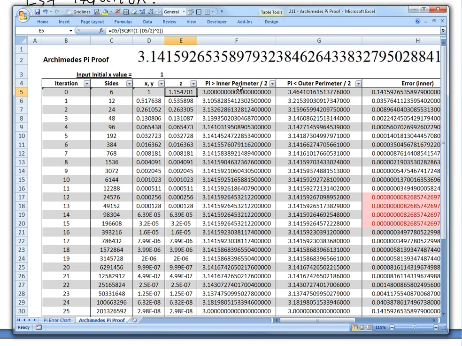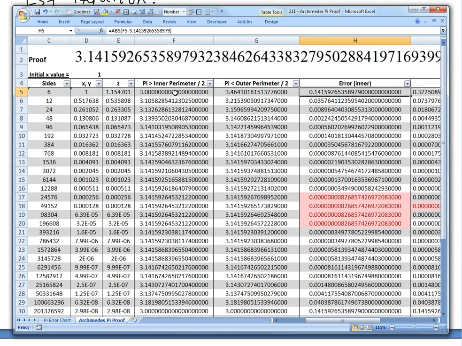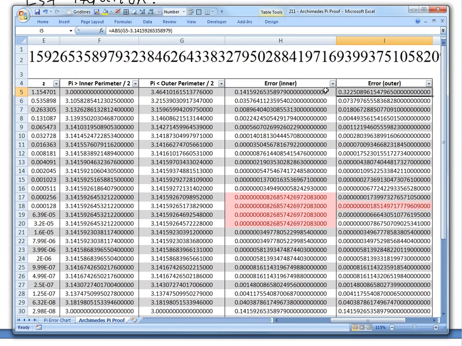So then pi has to be greater than inner perimeter divided by 2. So it's greater than 3. That's what we had. And it's going to be less than 3.46, which is using the z. You can see that, so the z there. And as you can see, the error inside and error outside is pretty big there.